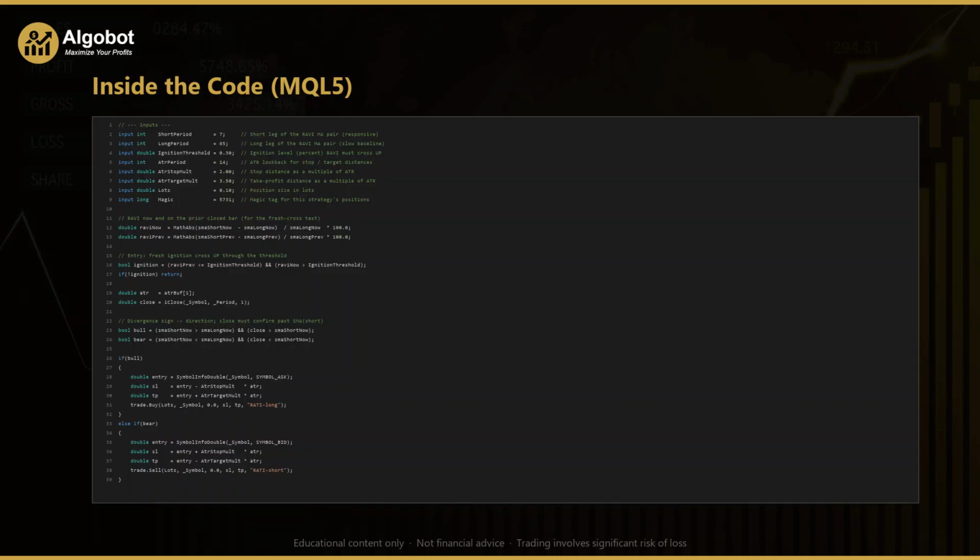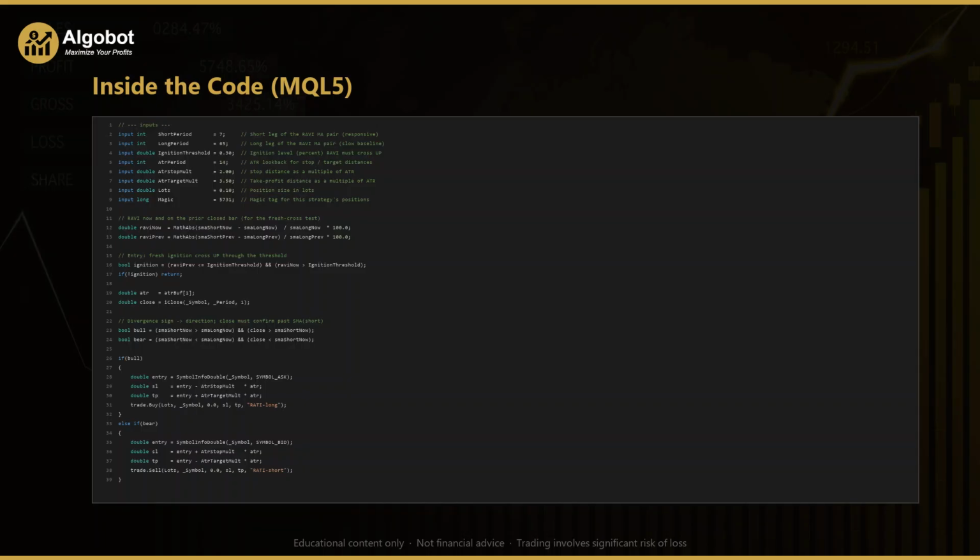In the bull block, the entry is taken at the ask, the stop is placed 2 ATR below entry, the target 3.5 ATR above, and the order is sent with trade.buy. In the bear block, the entry is at the bid, the stop sits 2 ATR above, the target 3.5 ATR below, and the order goes through trade.sell.